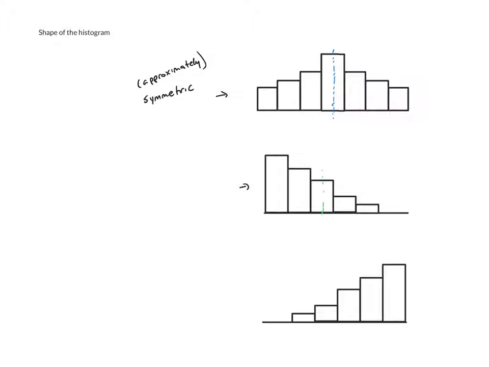Rather, this has a tail that trails off to the right side, which is why we call this skewed right. So a histogram is skewed right if it tails off to the right, which leaves us with the final option, skewed left. And a histogram is skewed left if it trails off to the left.